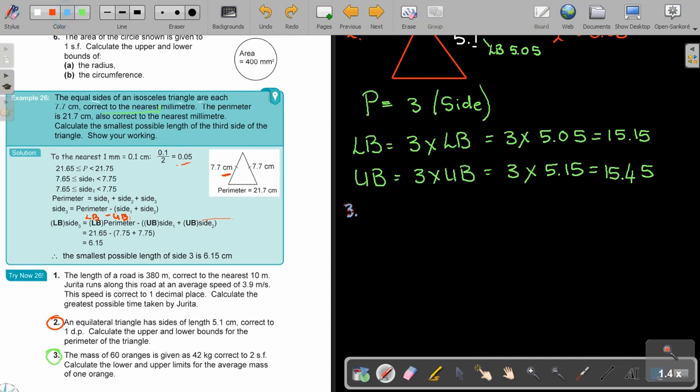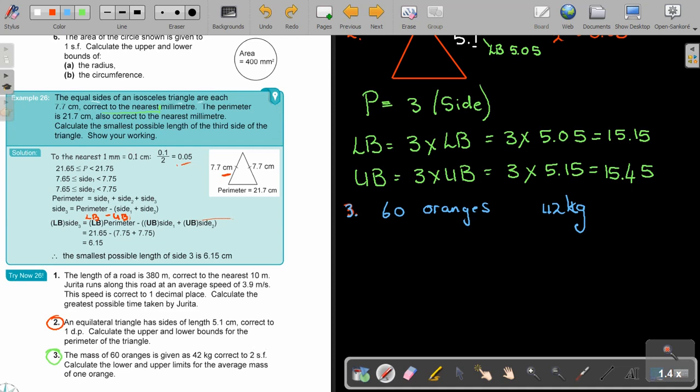Okay. The mass of 60 oranges is given as 42 kilograms, correct to 2 significant figures. This is very important. You have 60 oranges and you have 42 kilograms. Remember, you cannot find the upper and the lower bound of the oranges because that's fixed, that's 60. But you can find the upper and the lower bound of the kilograms.